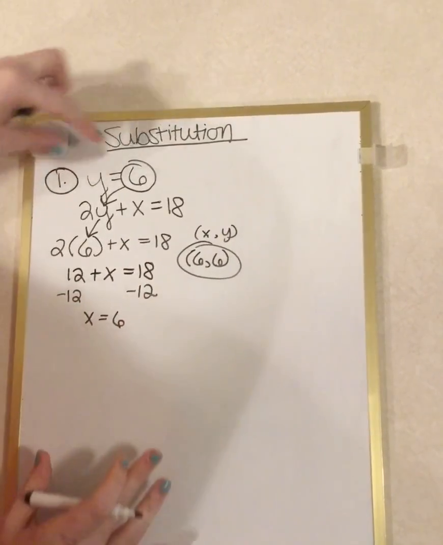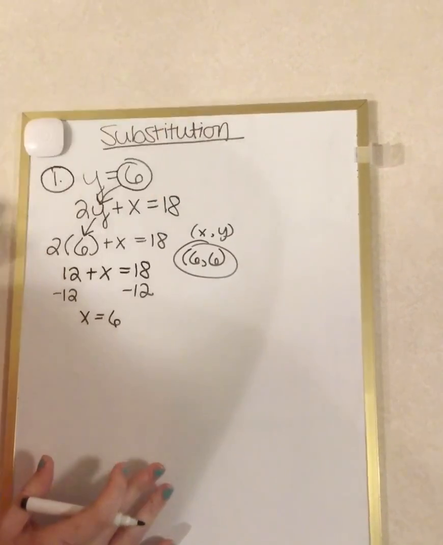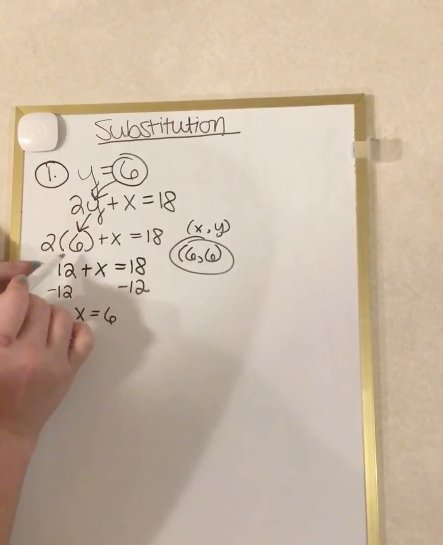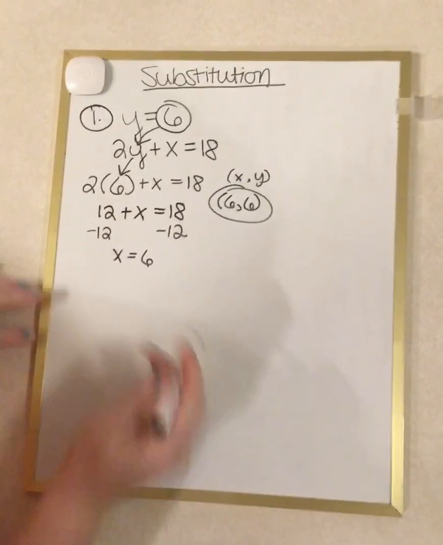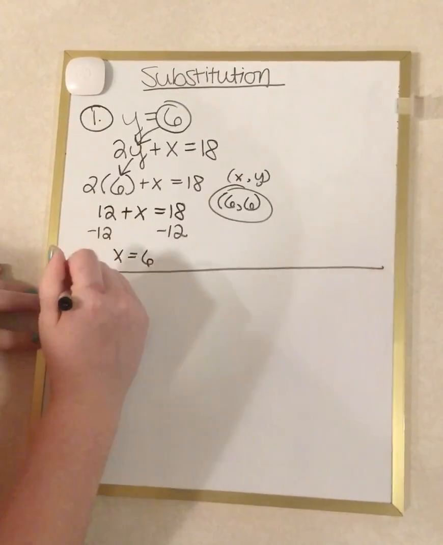So this is just plugging in a regular number for a variable, but still make sure that you're using parentheses when you substitute.